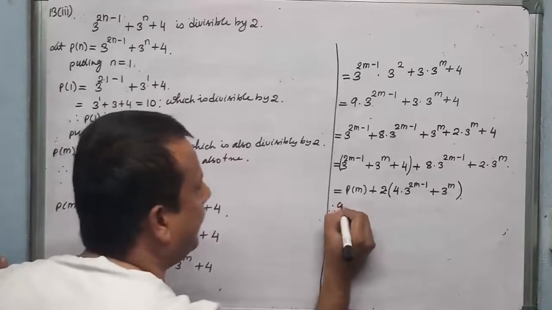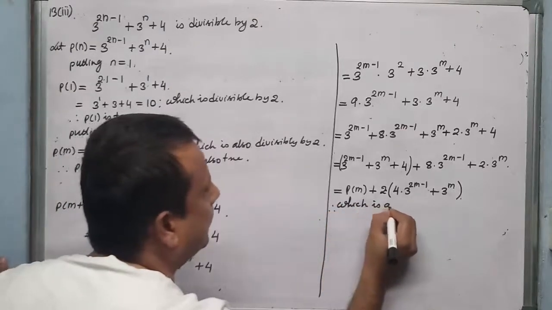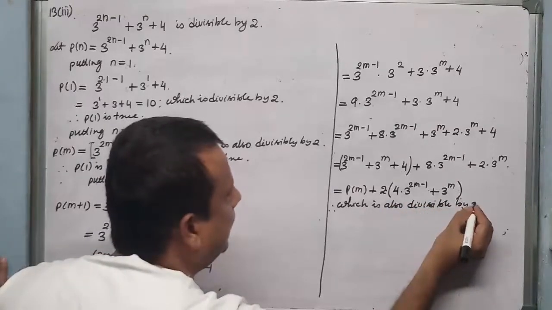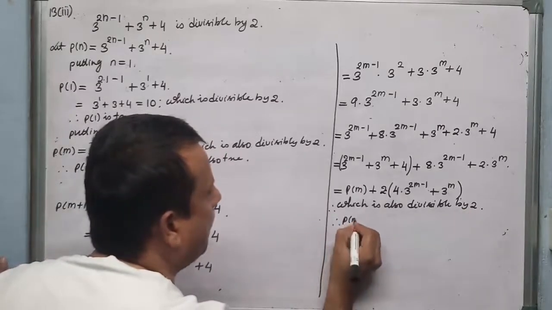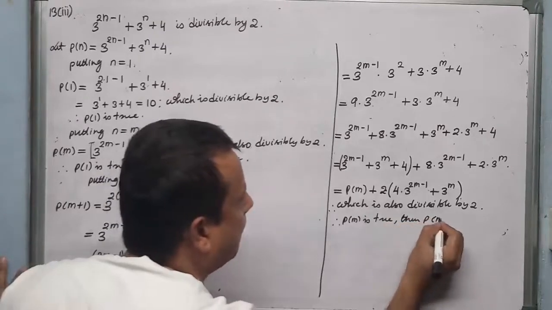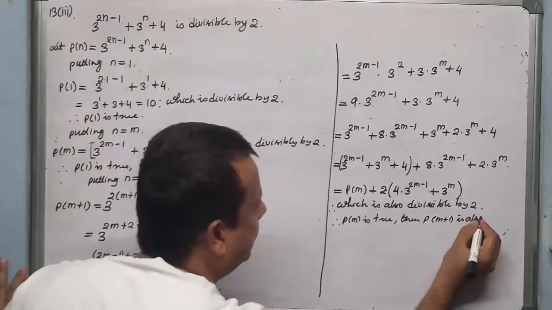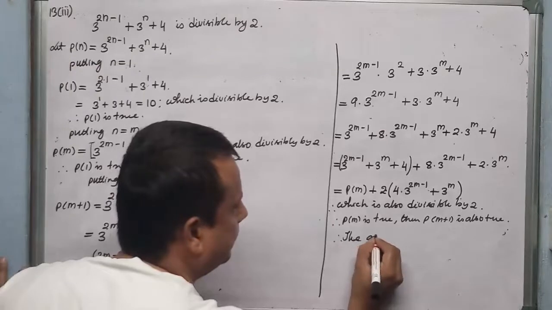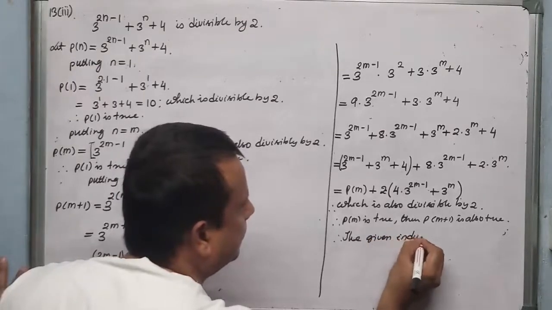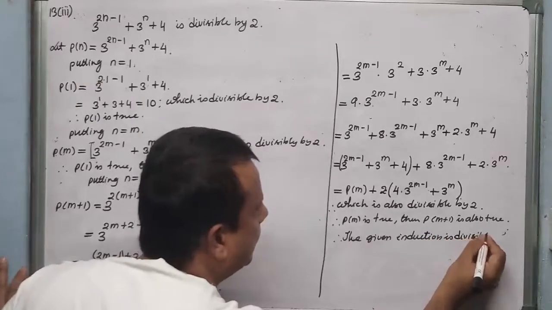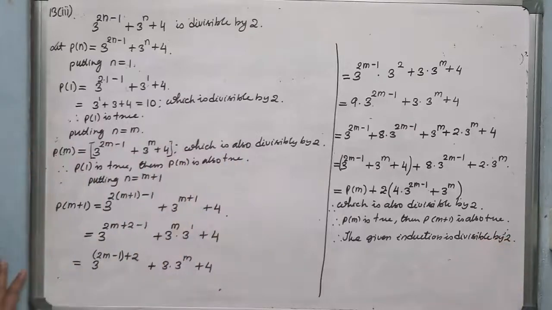Therefore, this is also divisible by 2. Therefore, Pm is true. Then Pm plus 1 is also true. Therefore, the given statement by induction is proved. Now try to understand this Pm plus 1.